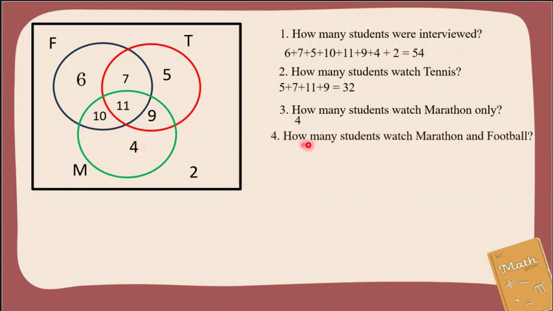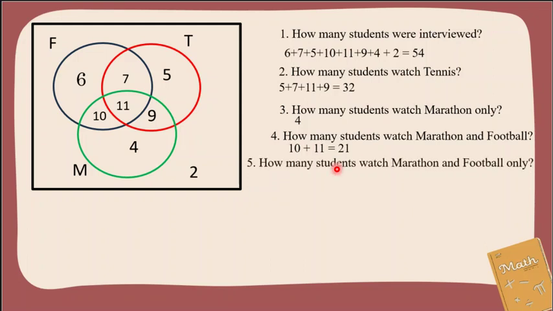The fourth question, how many students watch marathon and football? The people who watch marathon and football, we want to look at the intersection between marathon and football. That is what the question actually means. So if you draw our circle, this for the marathon, and then this is for football, what is their intersection? It is this place. So the people who watch marathon and football are 10 and then 11. So 10 plus 11 making 21. Those are the number who watch marathon and football.